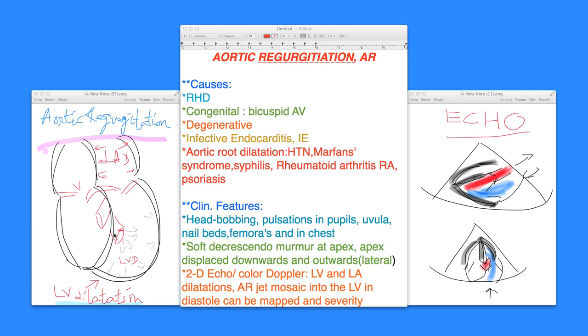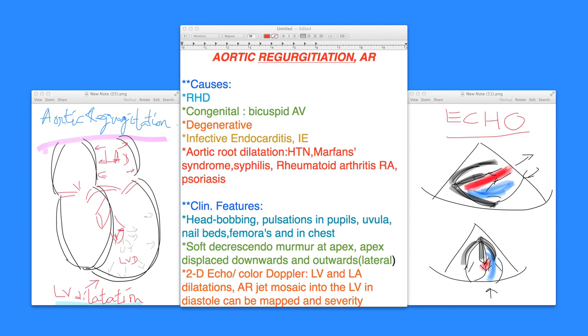Aortic root dilatation is an important entity where hypertension, Marfan syndrome, syphilis, rheumatoid arthritis, psoriasis, etc., can lead one to develop an aortic regurgitation because the aortic root dimensions are beyond the normal limits. Obviously once the annulus is dilated, it tends to calcify, even because of the lesions, and sometimes the annulus itself displaces the aortic valve leaflets, and therefore they don't close tight during diastole.